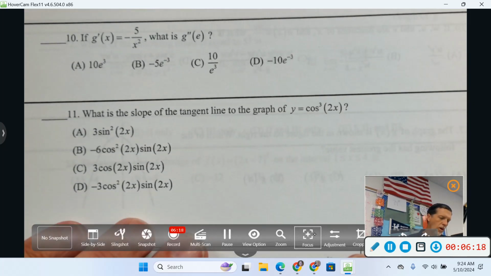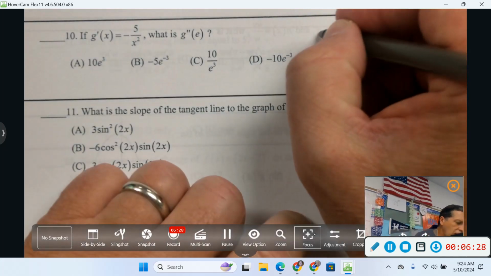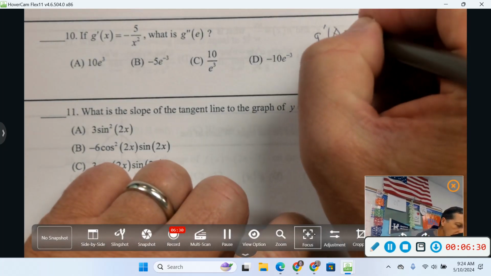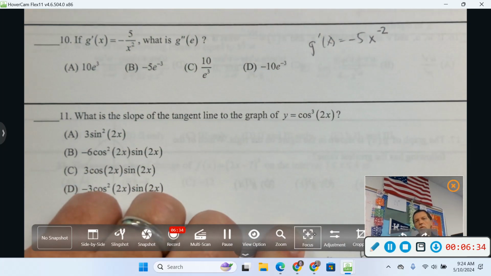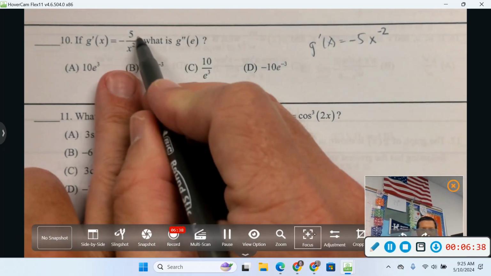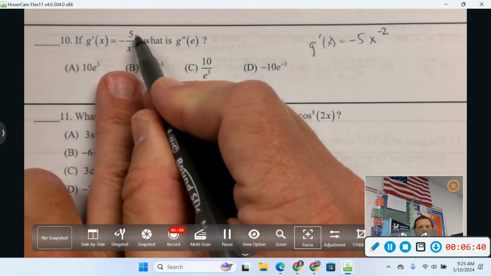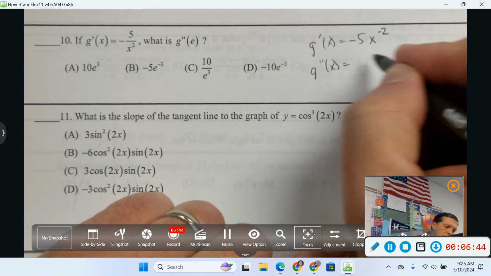If g prime is that, what is g double prime? Oh, that's a little bit of a weird way to ask this. They gave me the first derivative and they want a second derivative, so I just need to take one more derivative. But I am going to rewrite this. It's a little bit of algebra here. If I want to take it as it sits there, I can do a quotient rule, but I think it's going to be easier to do algebra first.